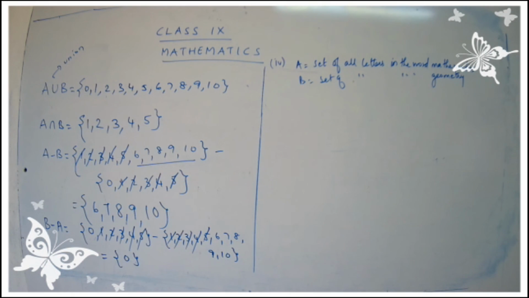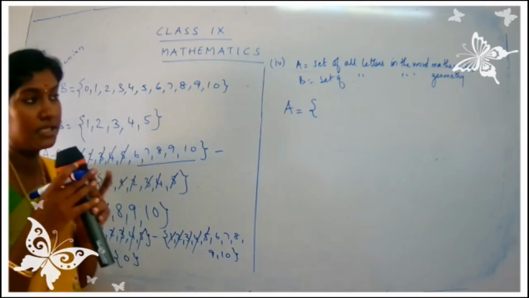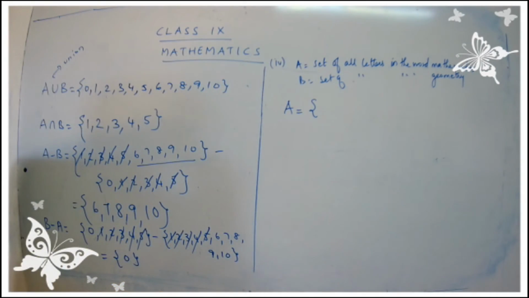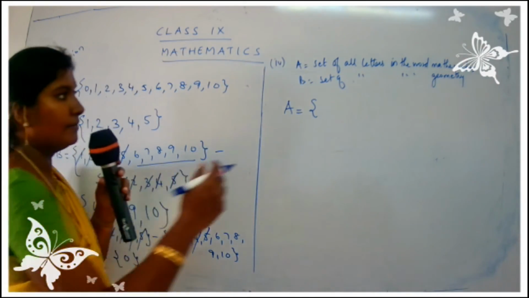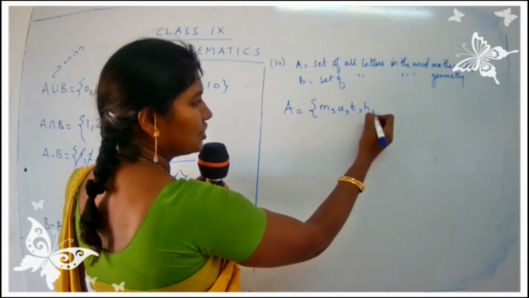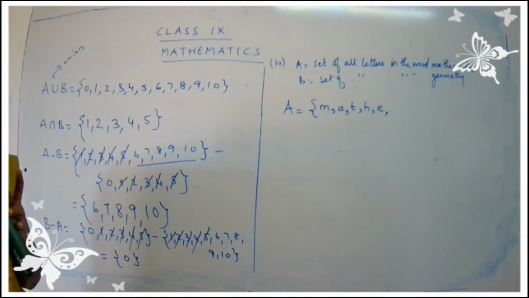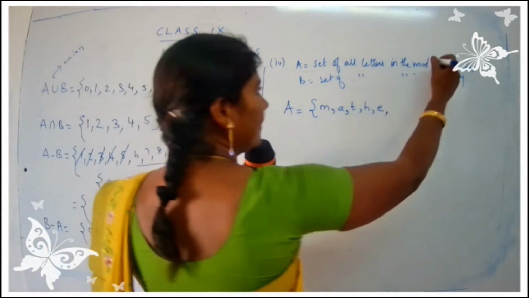Now we are going to write this set in roster form. Let's write down the roster form here. So A is equal to, very easy, yes children, you would have done it. Let's write down the set of letters in mathematics. What are the letters? M, A, T, H, E.